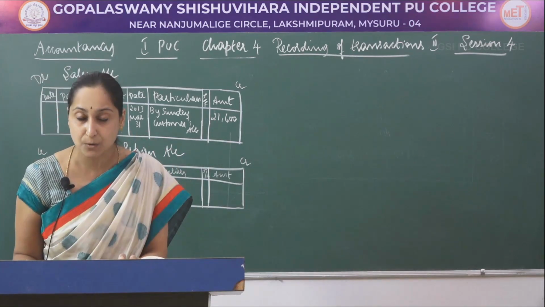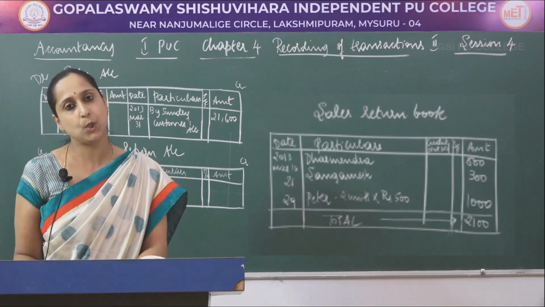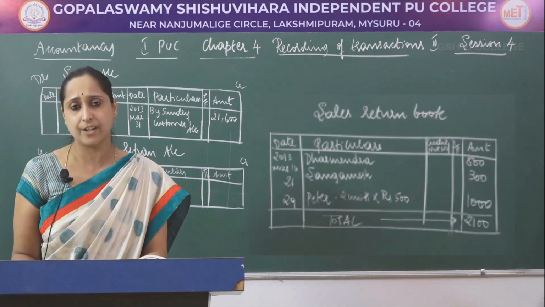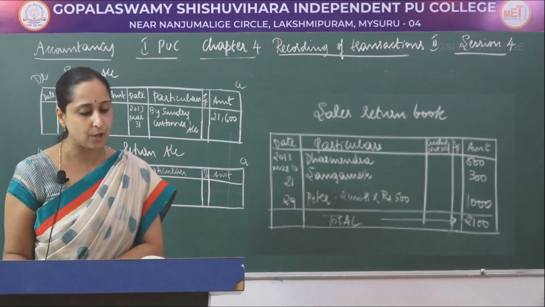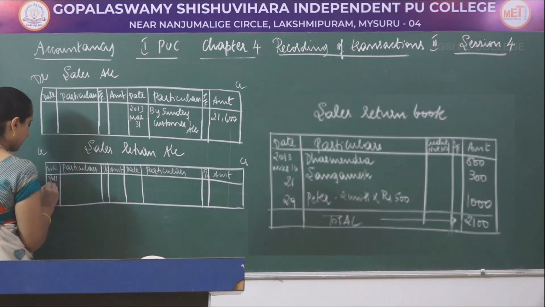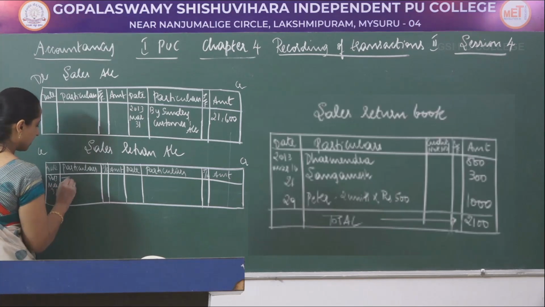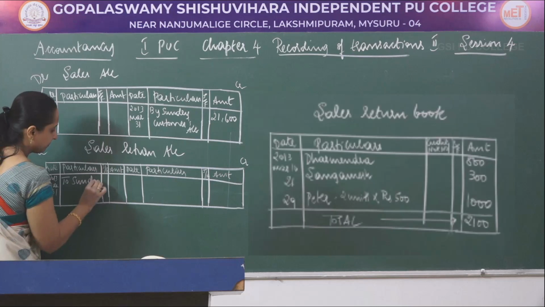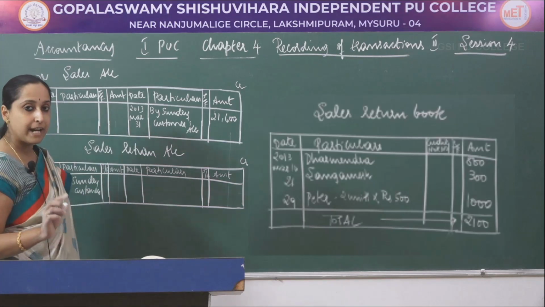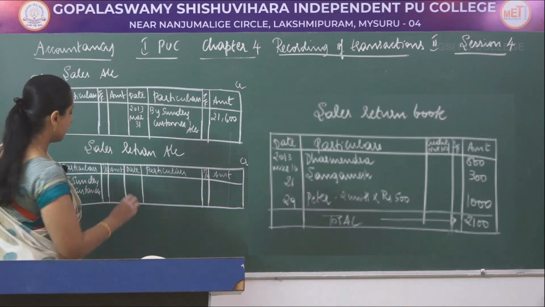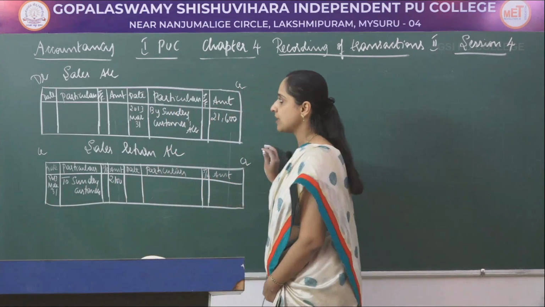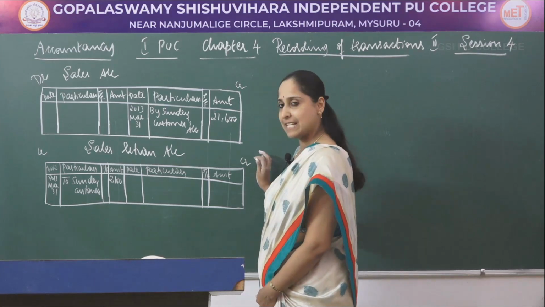Next is sales return account. What is the journal entry? Sales return account debit to Dharmendra's account, Sangamesh's account and Peter's account. There is no sales return transaction related to Bhagat. So here we write on 2013 March 31st, to sundry customers. Here we have to write the total of sales return book, that is 2,100. So these transactions we have entered in sales return account.